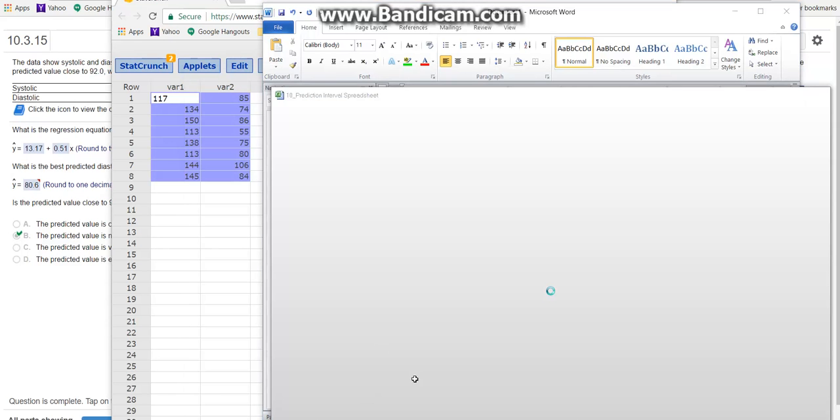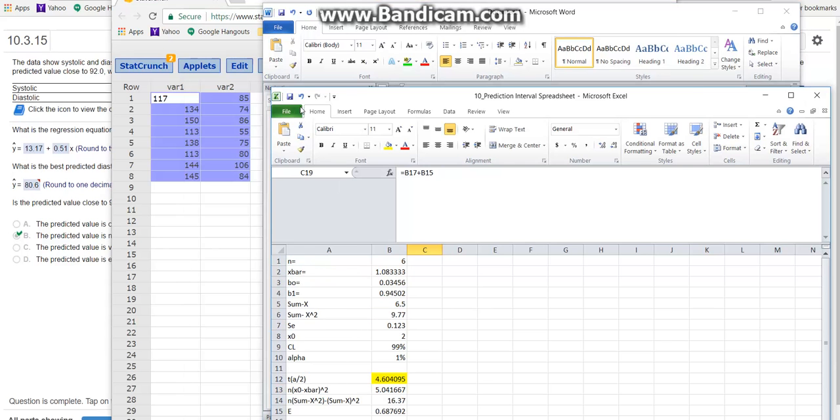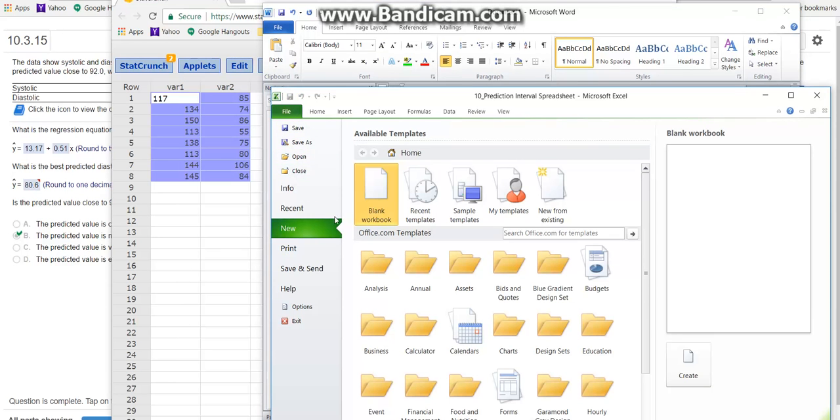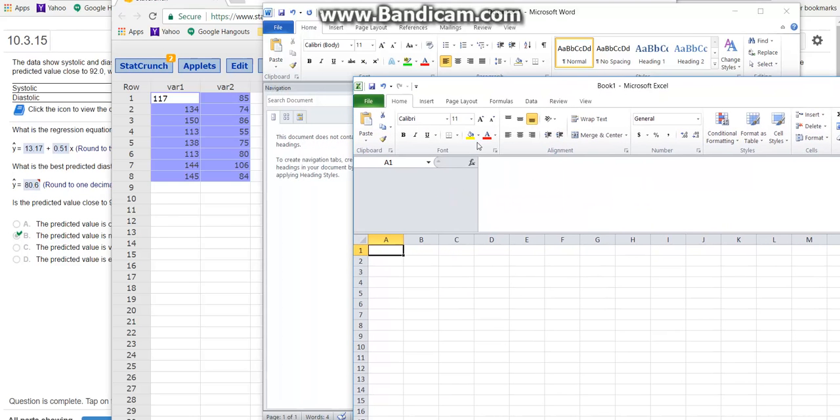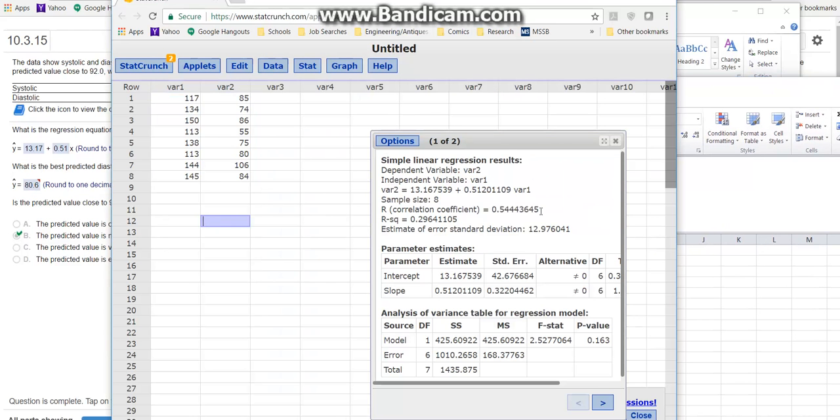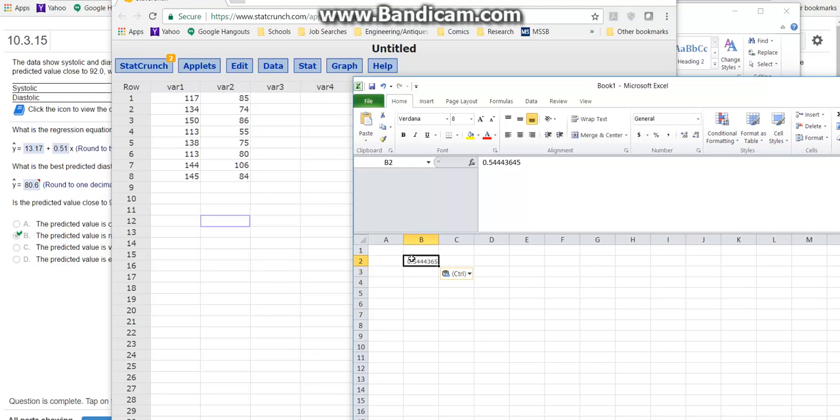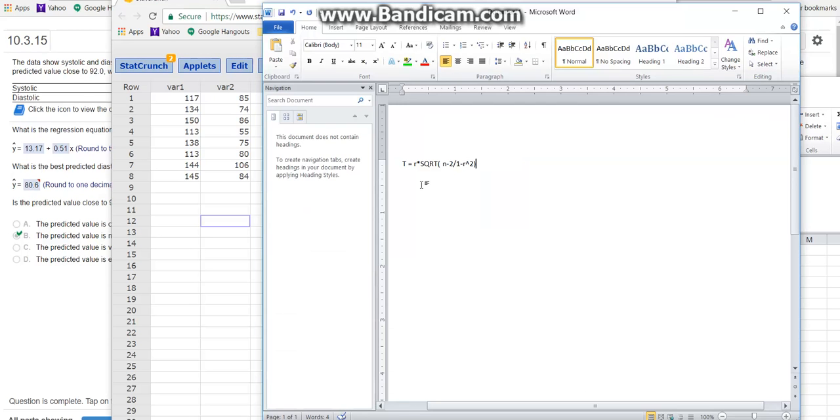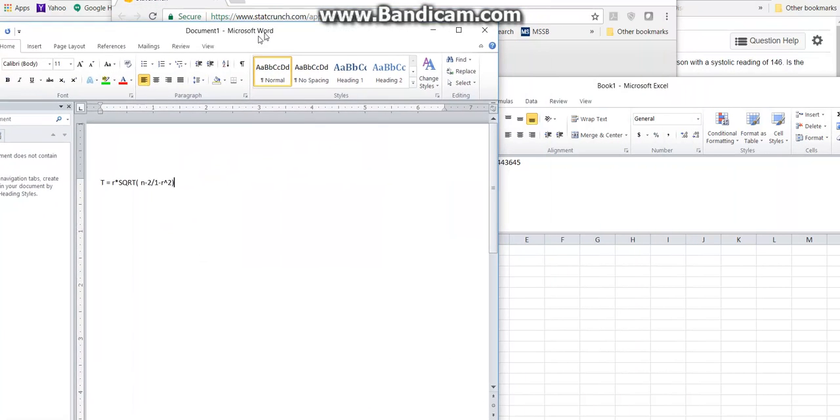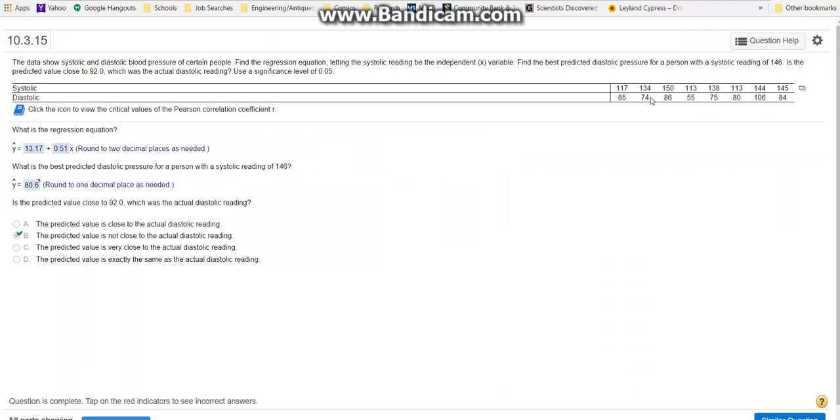Since there's lots of calculations involved, the best way to do this is to just do it in Excel. So let me open up a new sheet in Excel. I'm going to copy in this correlation, and I'm just going to do all the parts inside of Excel. Now, what is n? Well, I have 1, 2, 3, 4, 5, 6, 7, 8 pairs of data. 8 minus 2 is 6.